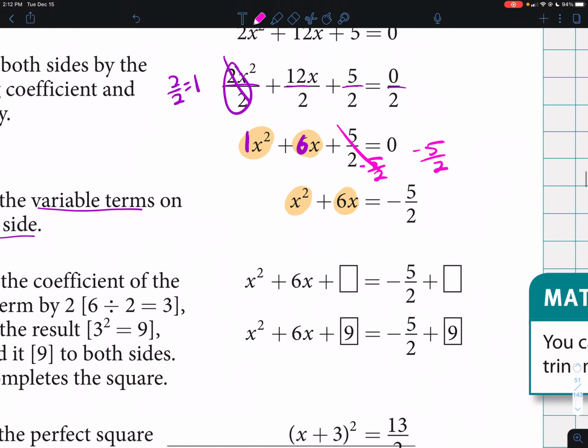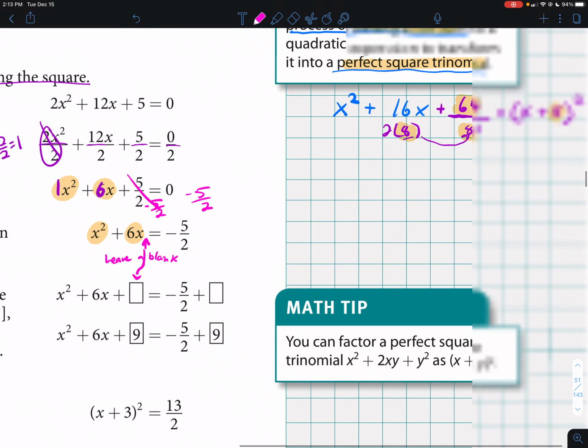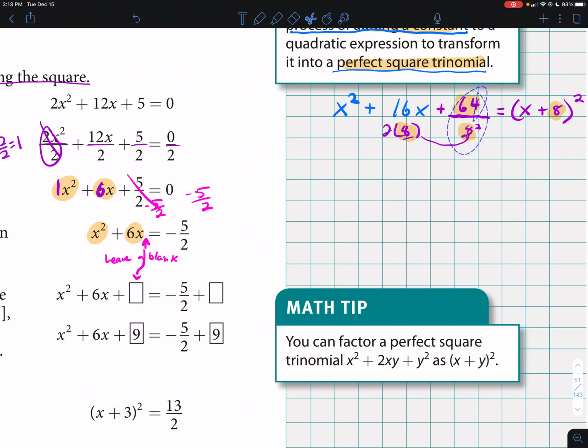Now, where the 5 halves used to be, you want to leave a blank. Leave a blank right here. Okay, what's going to go in the blank, you ask? Well, that's where this part comes in. The blank is where the number that's going to complete our square goes, that's going to make this a perfect square.